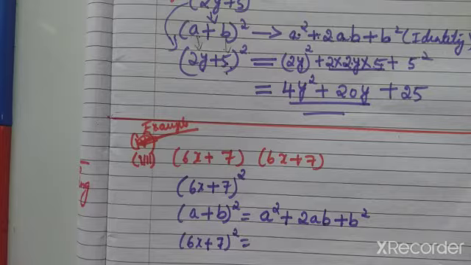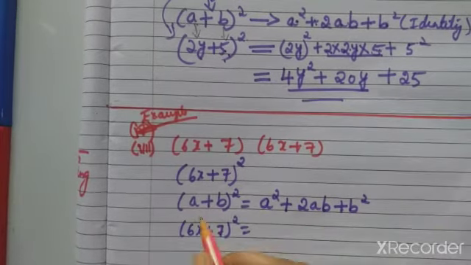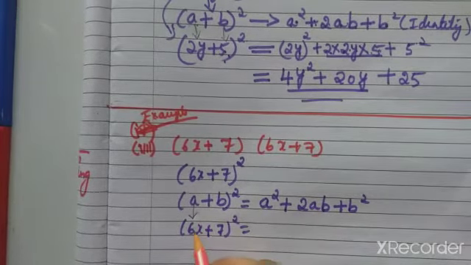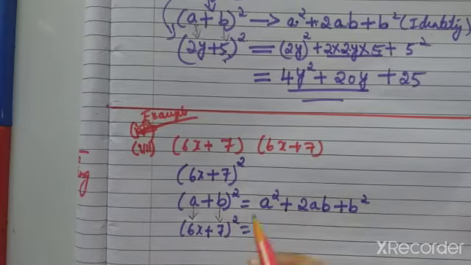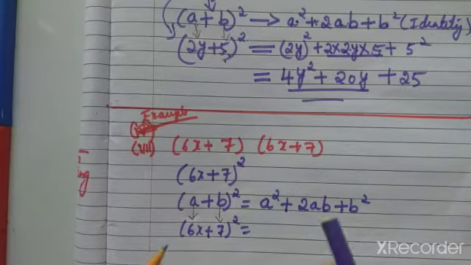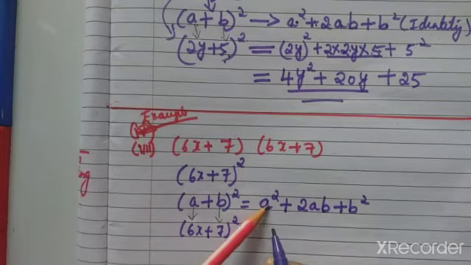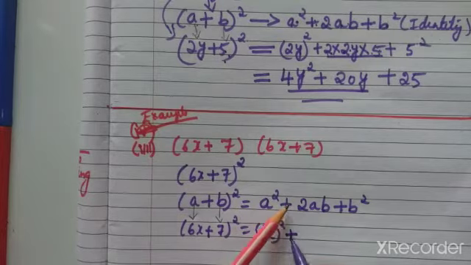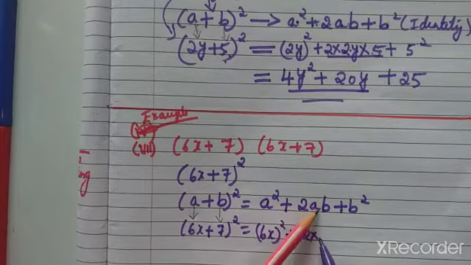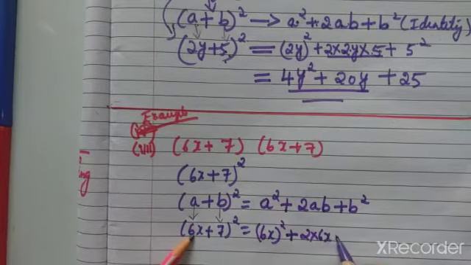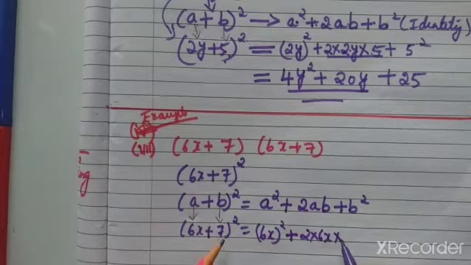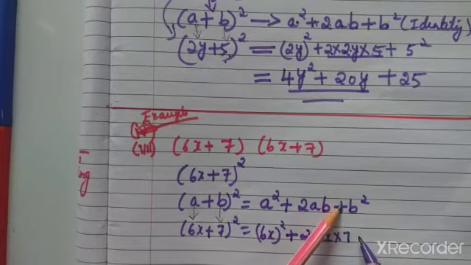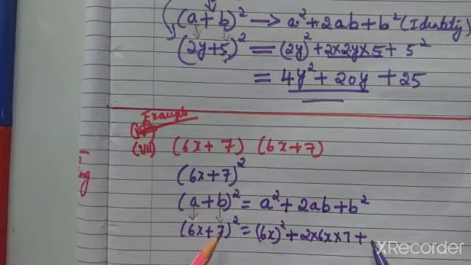So it means in the place of a we have to write 6x, in the place of b we have to write 7. So a square, which one we have to write? 6x whole square, plus 2 into ab. So ab means a into b, together. A means 6x into, b means 7. Plus b square, which is 7 square.